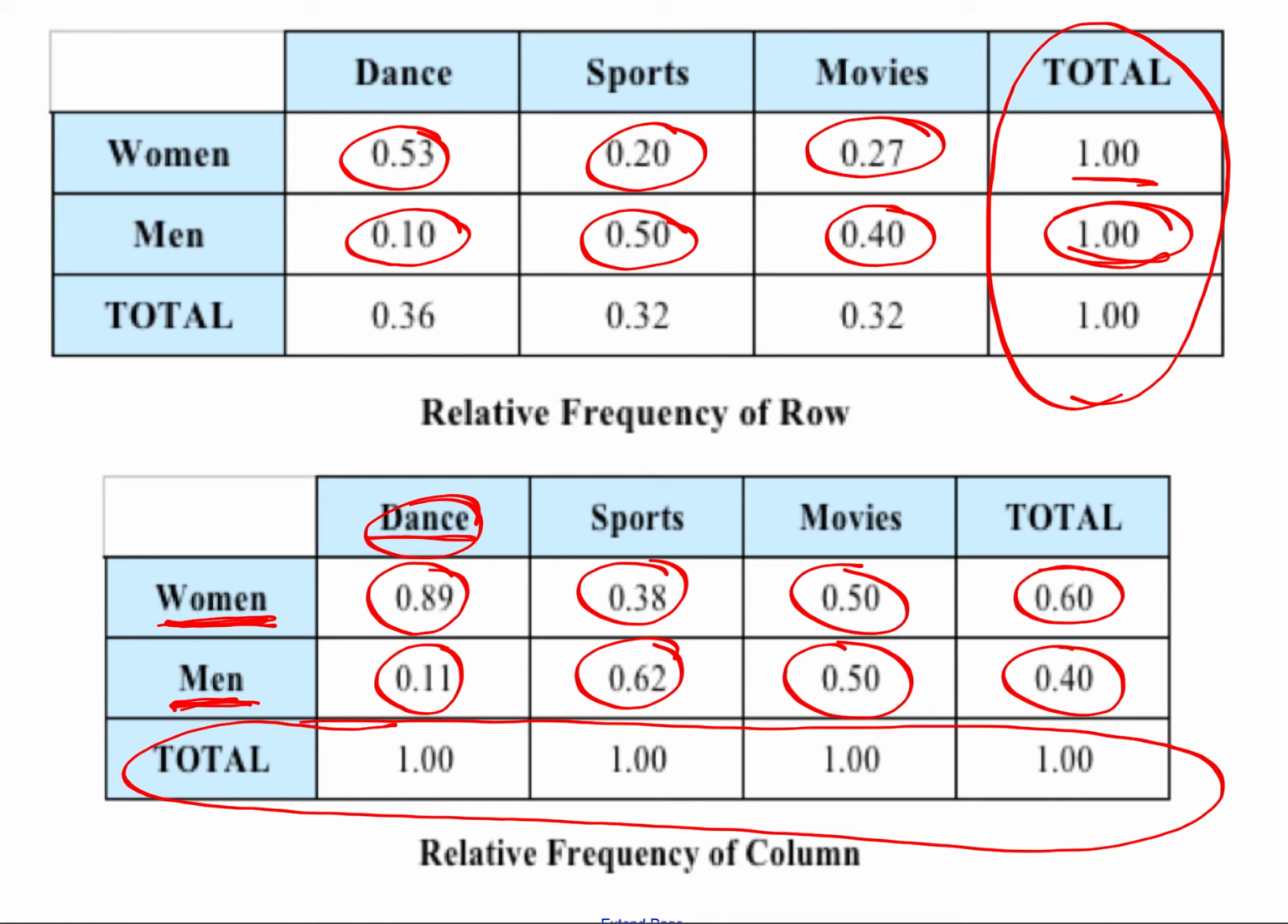And I just realized I didn't talk about the totals up here. This one right here would mean 36% of those surveyed liked dance, 32% of those surveyed chose sports, and 32% of those surveyed chose movies.